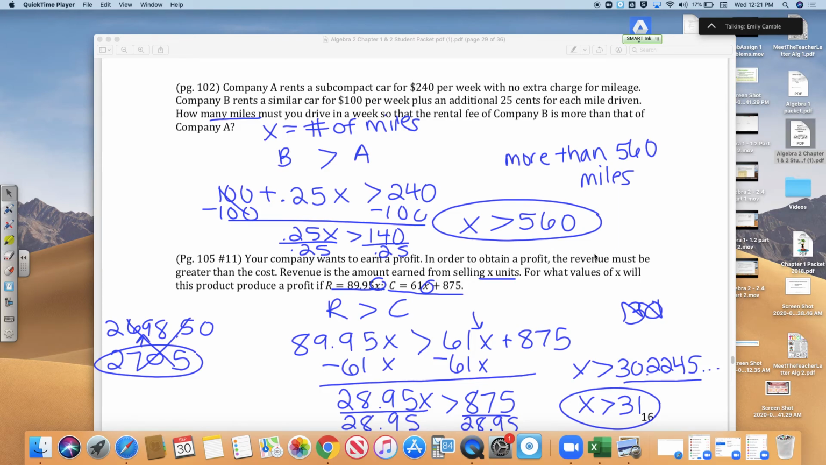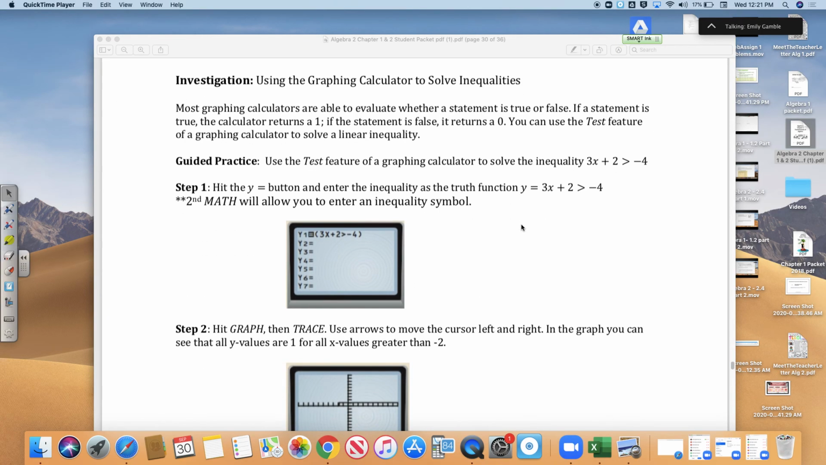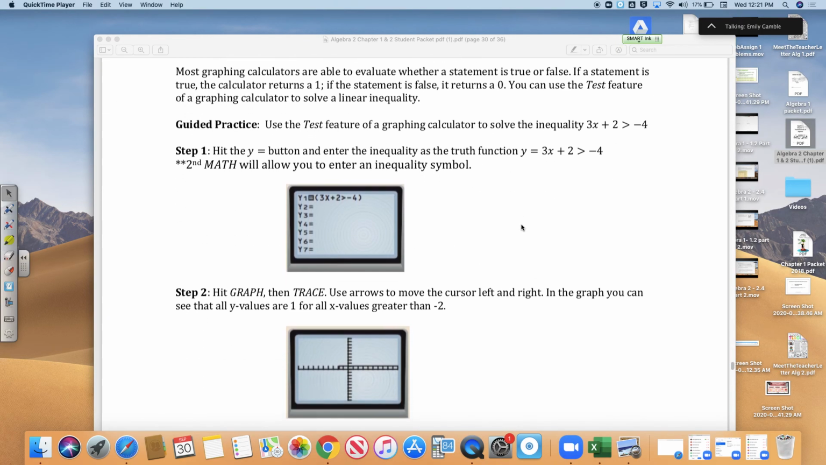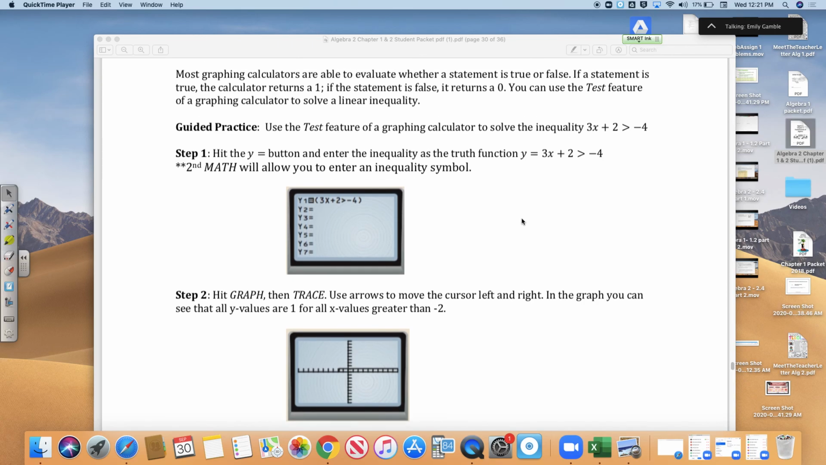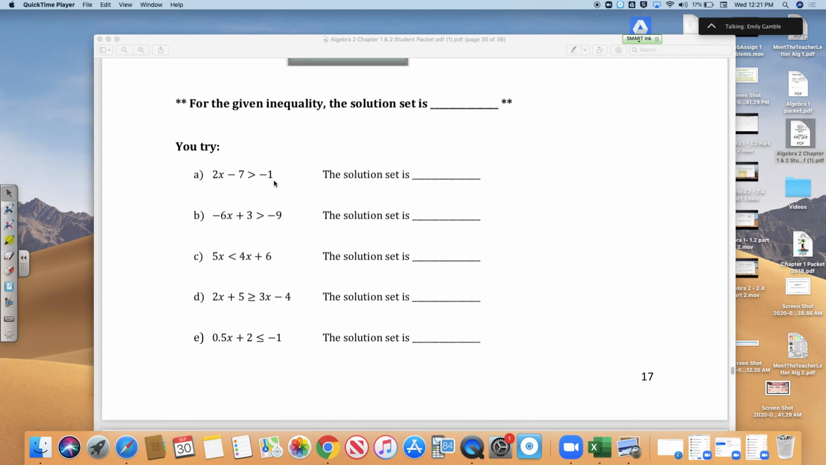What I want you to do now is if you do have a Griffin calculator, on the next page, I want you to try the investigation by hitting these buttons and solving this with your calculator, which would be really helpful. If you don't have a Griffin calculator, please skip that and then try these 5 practice problems by solving them on the side here. There might not be enough room, but you can use a separate piece of paper.